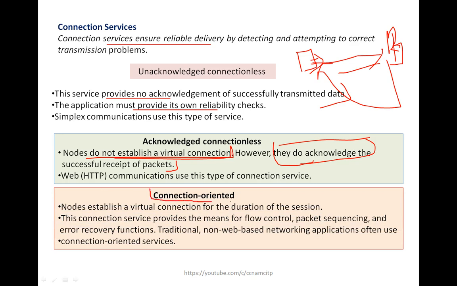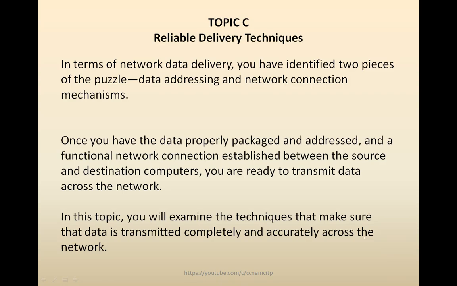Next one is connection oriented. Nodes establish a virtual connection for the duration of the session. So for the transmission, both nodes will establish one session for a certain duration, as long as the transmission is not completed. This connection service provides the means of flow control, packet sequencing and error recovery functions. During that session, this service provides multiple services like flow control: what will be the speed of data sending, what will be the speed of receiving the data at the receiving end, and how any issue in flow control should be managed. Packet sequencing is another role of this connection oriented service. Traditional non-web based networking applications often use connection oriented services. So guys, here topic B is also completed.